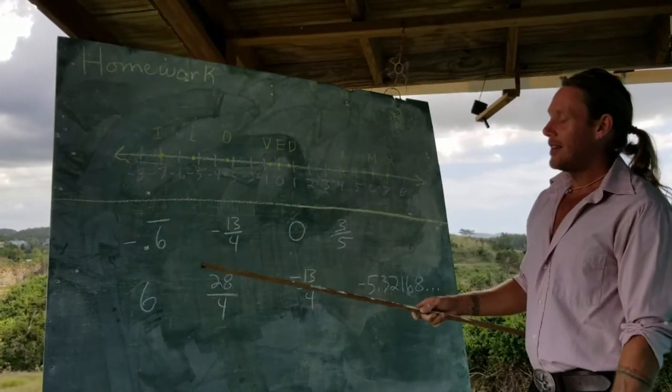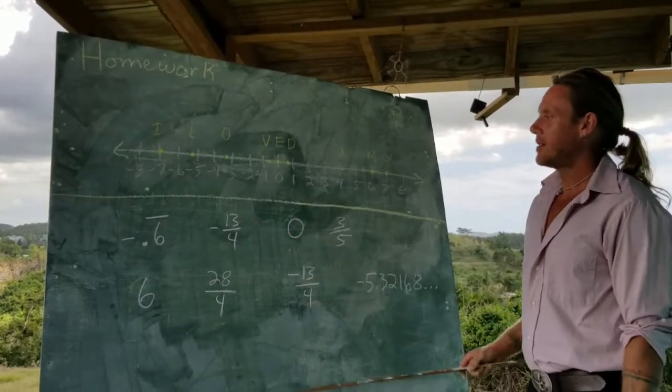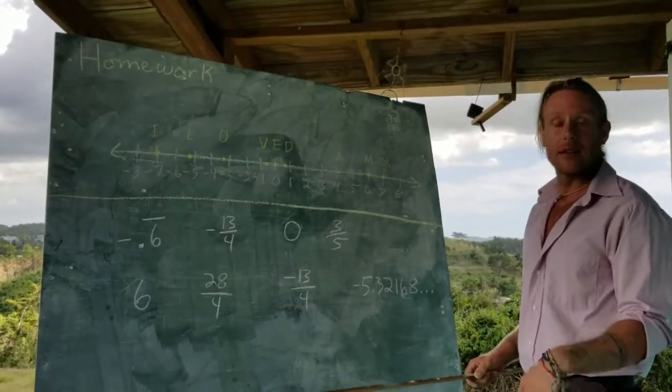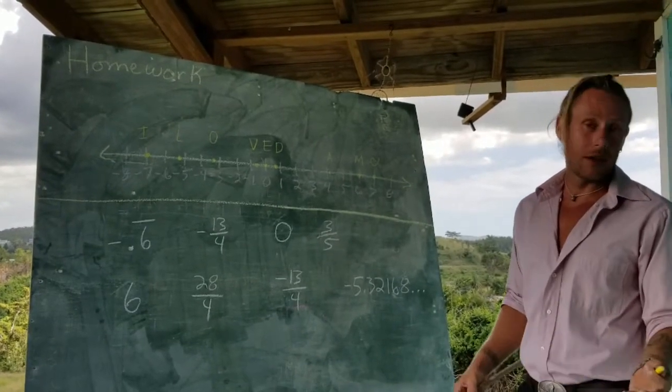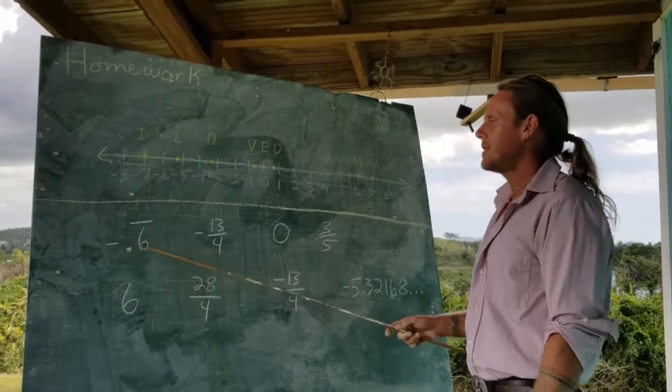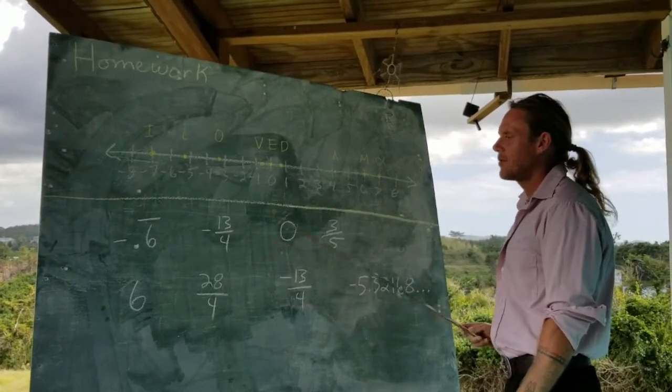All right, our goal again was to consider each statement and make each statement true by correctly identifying either a less than or greater than symbol. So let's look at the first one. Negative 0.6 repeated and negative 13 over 4.